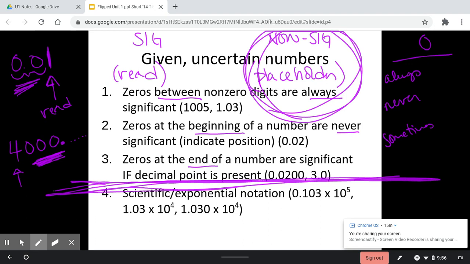If I were to put a decimal point at the end, however, or if I had other numbers that followed it, then I am indicating to you that those zeros were read off of my device. And so now they become significant.